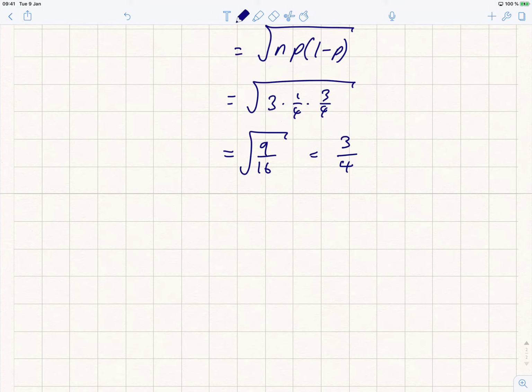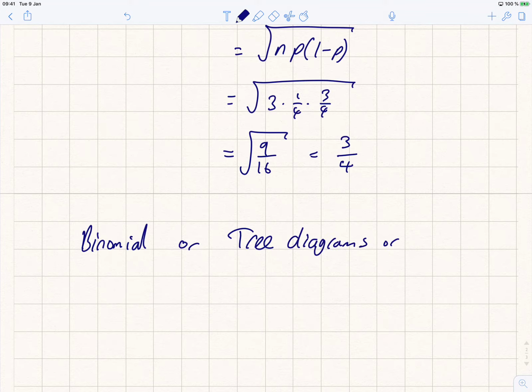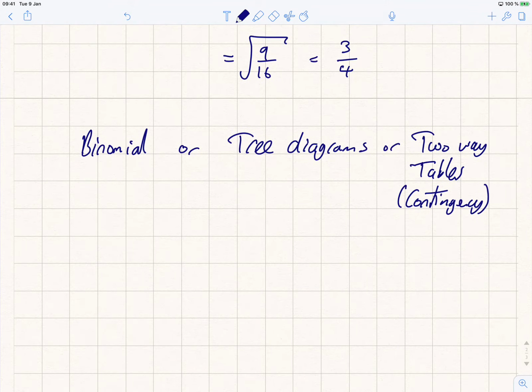But what if it's not a binomial? You can either have binomial, that's always the first, or we could have conditional probability. If we've got conditional probability, we'd use tree diagrams or Venn diagrams or two-way tables. I really like two-way tables, also called contingency tables. So I'll put that in brackets.